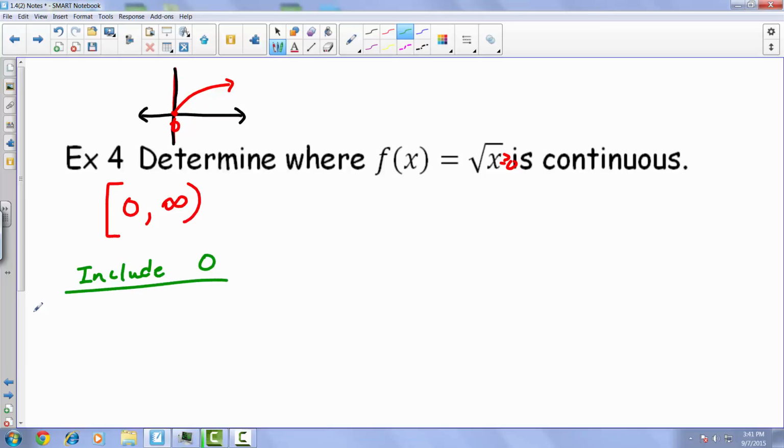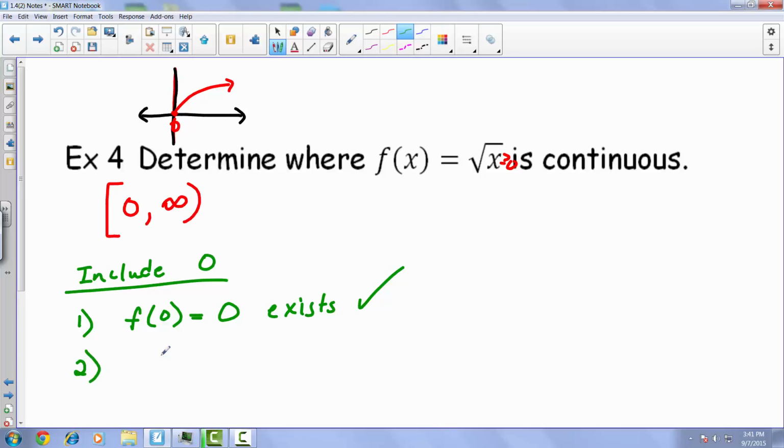Now, again, it's going back to that three-step criteria. The first one being f of 0. In other words, when you throw in 0 into this function, we see that it came out to be 0. Well, that does in fact exist. And as a result, the first criteria is met.